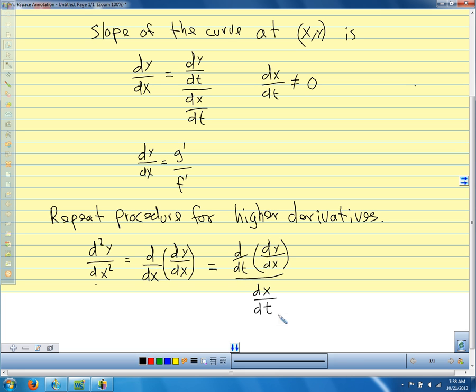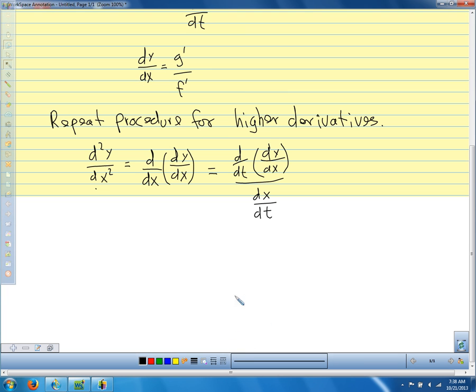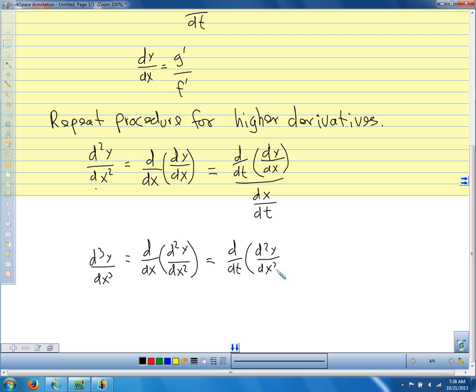So notice that this is in a symmetrical situation. For each higher derivative, we're always dividing by dx/dt. So our third derivative, d cubed y/dx cubed, is going to be d/dx of d squared y/dx squared, which is going to be the derivative with respect to time of this quantity, divided by dx/dt again.